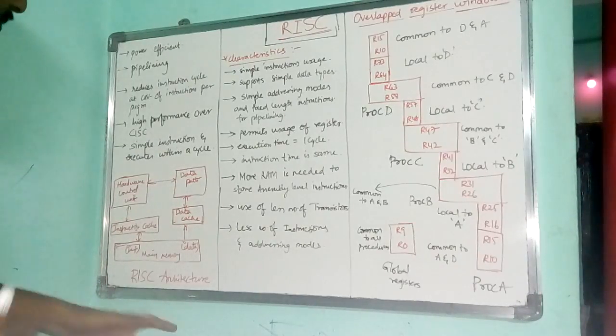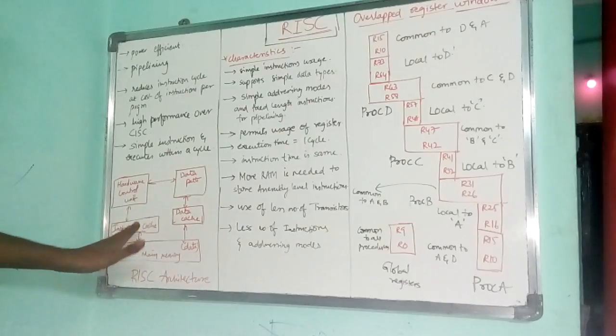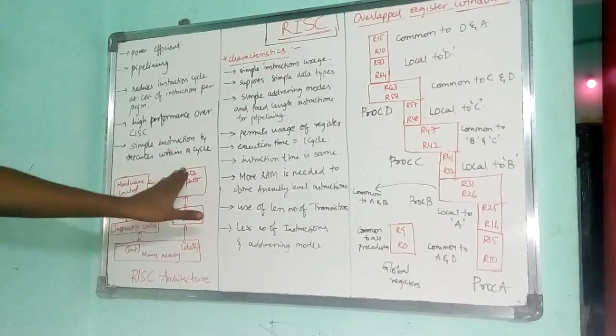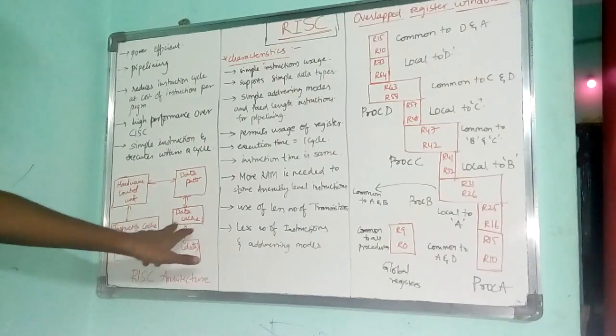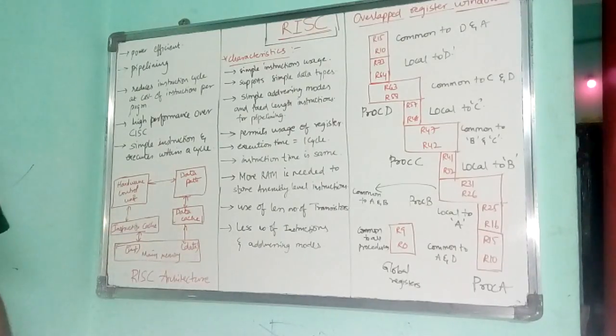Okay. The next is RISC architecture. Here we provide hardware control unit, data path, and we have data cache and also instruction cache, and both are given to the main memory. This is the RISC architecture.